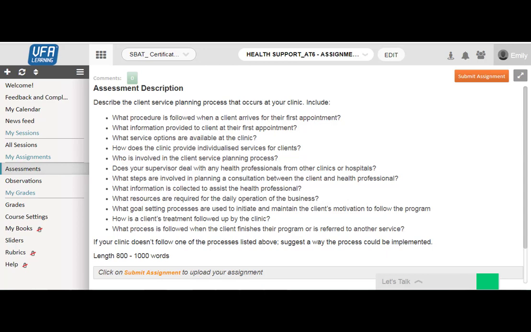If the clinic you're working with doesn't deal with any other healthcare professionals or hospitals, put in a suggestion of how that could be implemented. Maybe the person that you're working with could set up a meeting with a certain health professional or with a hospital to be able to set up a referral network. In total, this should be between 800 and 1,000 words, so it's roughly 100 words per point. If you have any questions, please chat with your trainer and they'll be able to further clarify.